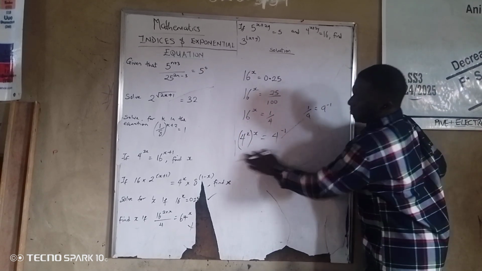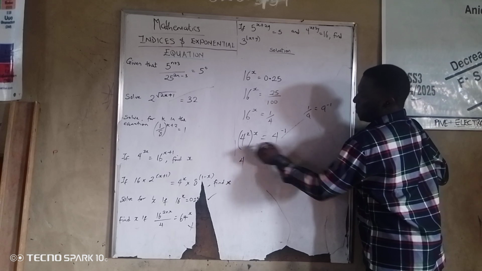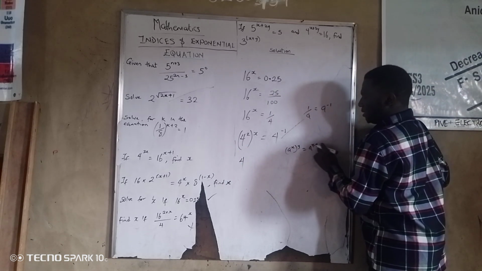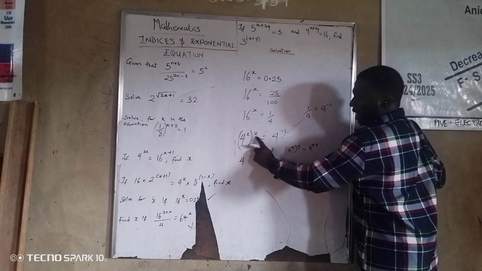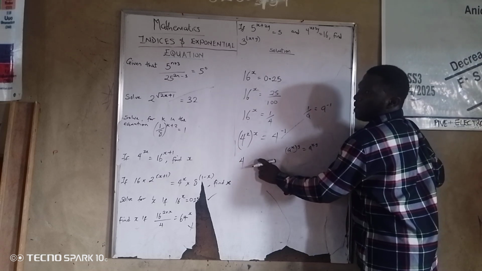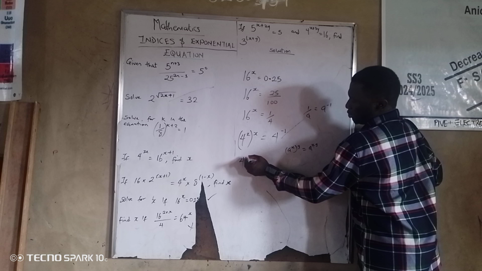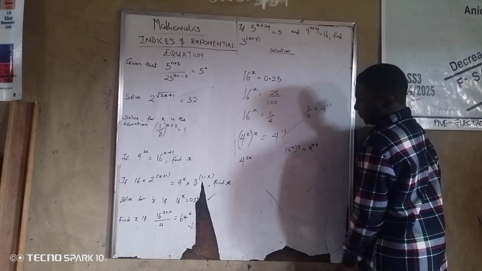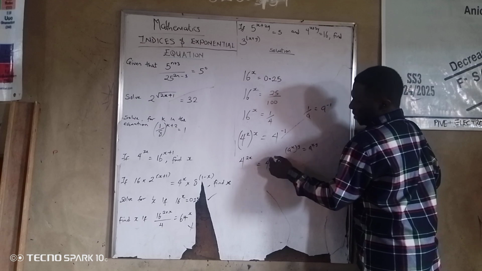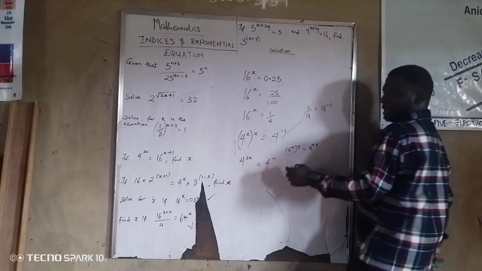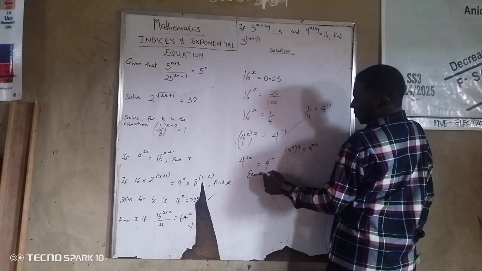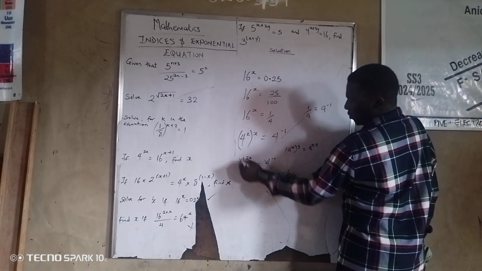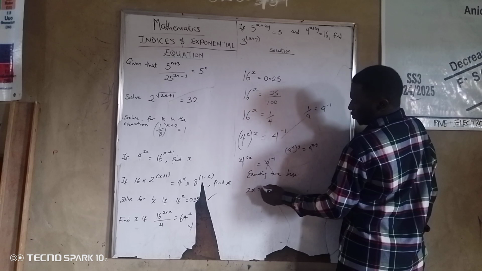Remember this law also: (a^x)^y is a^(xy). So we are going to multiply the powers. That will be 4 raised to the power 2x, because of multiplying, and then you have 4 raised to the power minus 1. The bases are equal, so equating the powers, the 4's cancel each other. 2x equals minus 1.